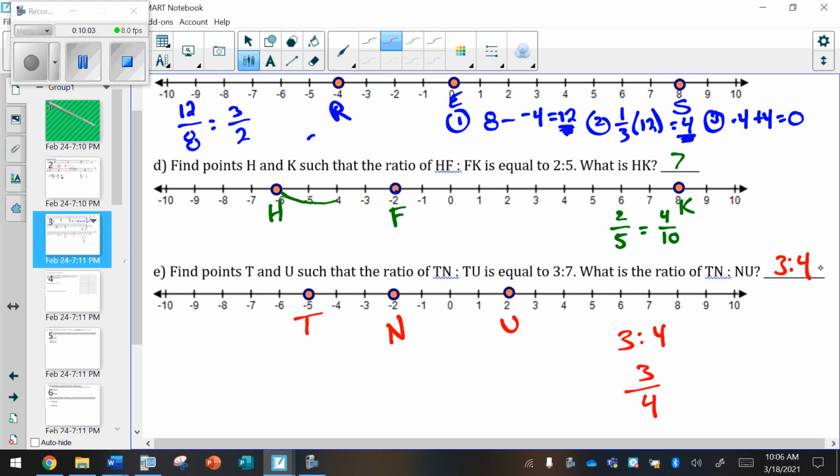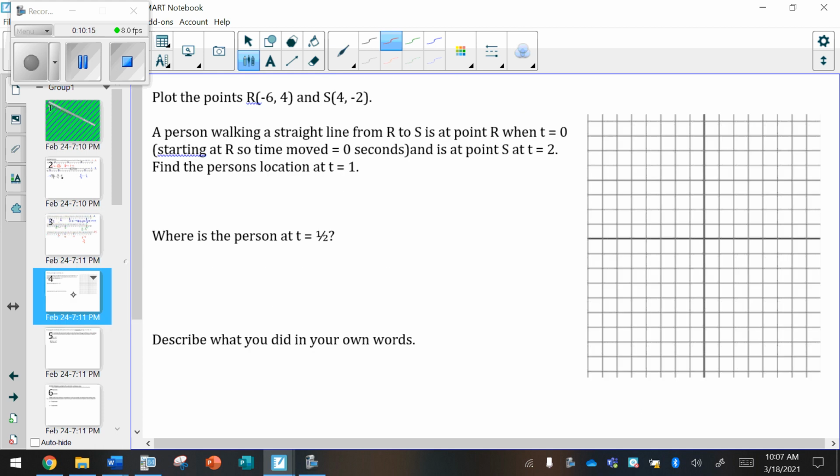Okay, so now eventually what we're going to get into is doing exactly what we just did, only finding the points, maybe finding the point in the middle. We're going to do this without a graph. But let's first take a look at this. Plot the points -6, 4. All right, there's point R. And then point S is 4, -2. It should be pretty easy.